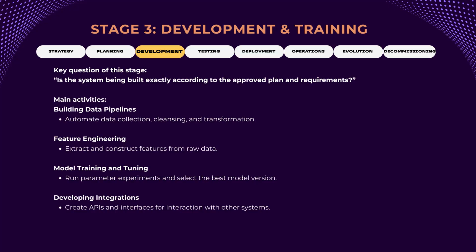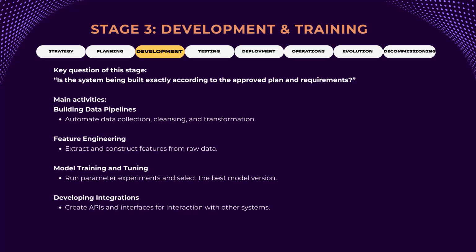At this stage, blueprints and plans become working code and a trained model. The key question here, is the system being built in strict accordance with the approved plan and requirements? The main workload again falls on technical specialists, data engineers, ML engineers, and developers. Core activities include building data pipelines. Automated processes are created to collect, cleanse, transform, and load data required for model training.